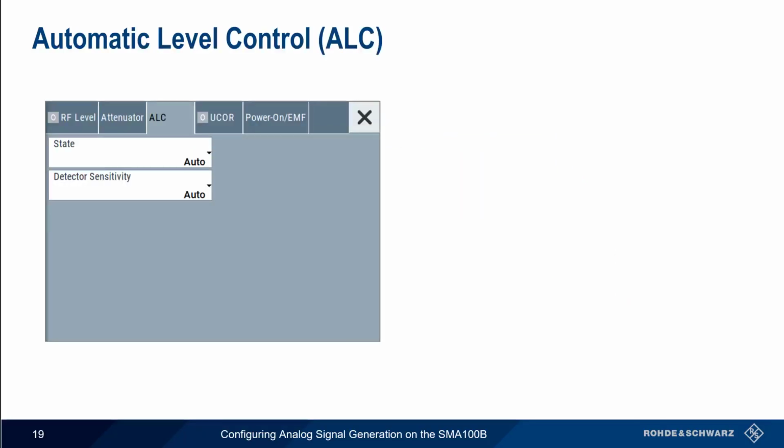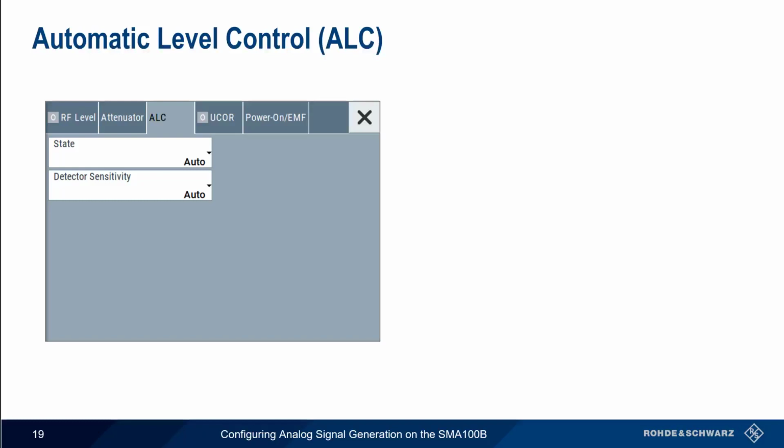Another way of optimizing level accuracy on the SMA100B is through automatic level control, or ALC. ALC is an adaptive control system to stabilize the RF output level. It continuously monitors the current level and adjusts it to keep a steady state over temperature and time.